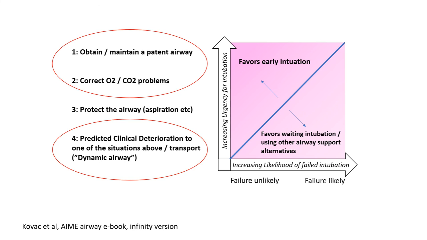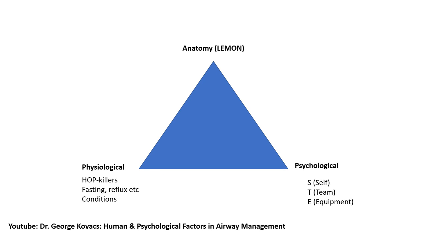Well, if we look at our triangle here, then anatomically, well, she's obese. We don't know the Mallampati right now, but she can open her mouth. She has a very big neck. And there's definitely anatomical challenges here. Physiologically, she has all of the HOP killers. She has low pH, she has hypoxia, and she has hypotension. So this is a high risk patient. She's also at high risk of critical desaturation quickly because of her size. So there's a lot to think about here.